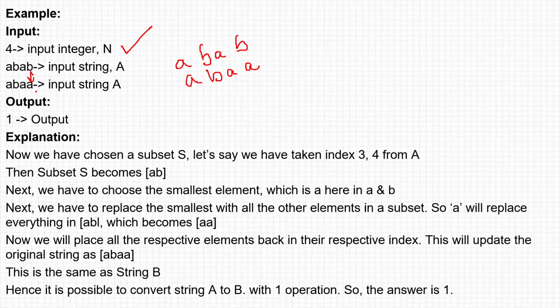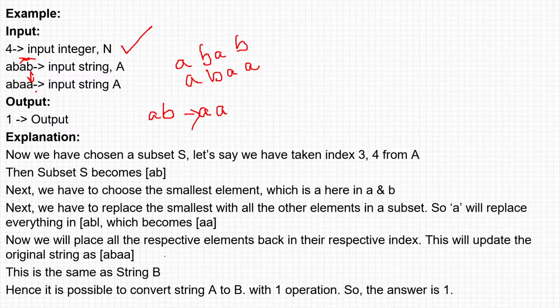Now we have to choose a subset. Let's say we have taken index 3, that is A, and index 4 from A. We have taken A and B from A. Then the subset becomes A and B. We have to choose a subset of more than one character. We have to choose the smallest element, which is A. Now you have to replace all other elements in the subset with the smallest element. So A will be replaced with everything in AB. There are only two characters in the subsequence, so you will replace AB with AA.